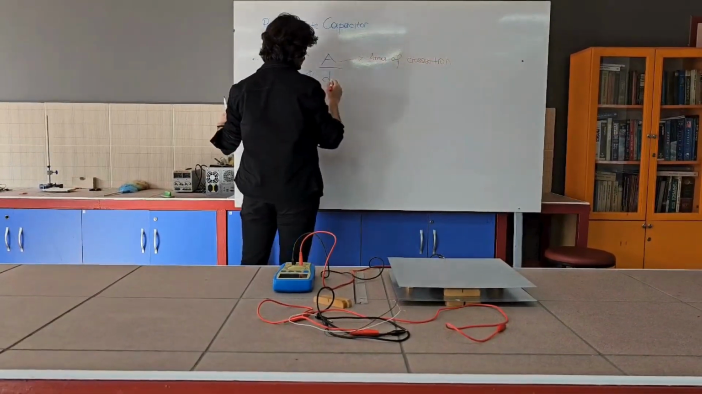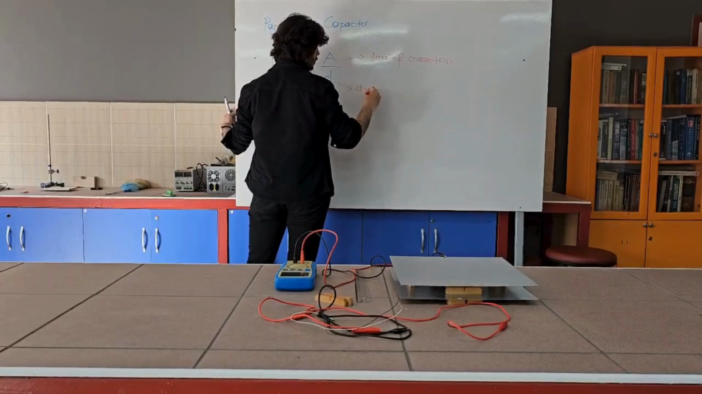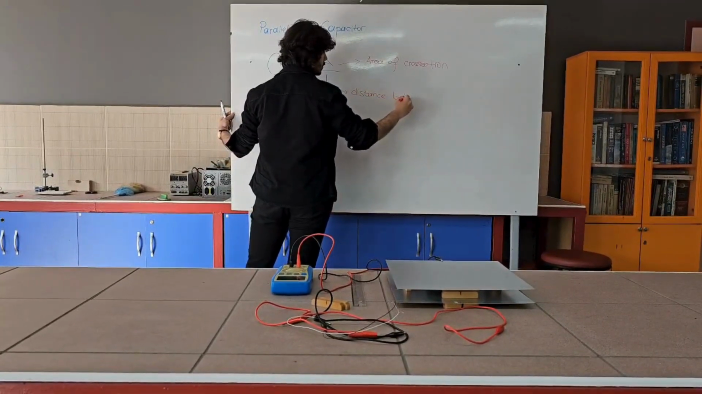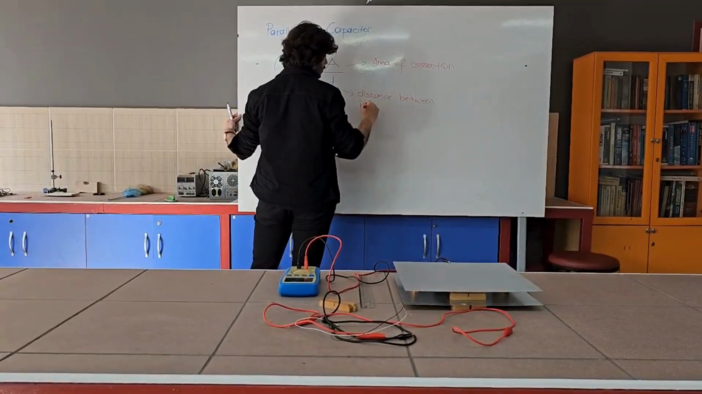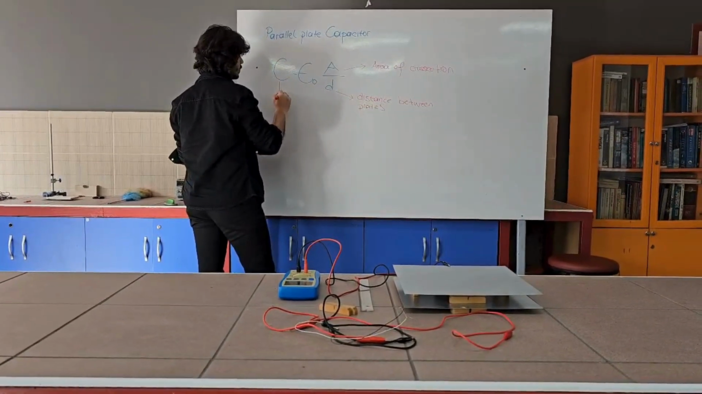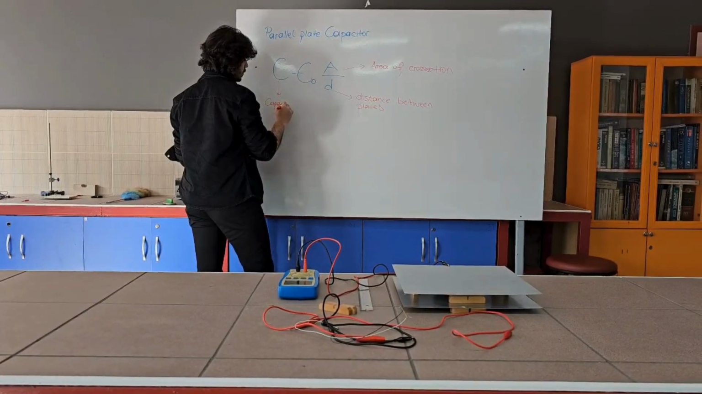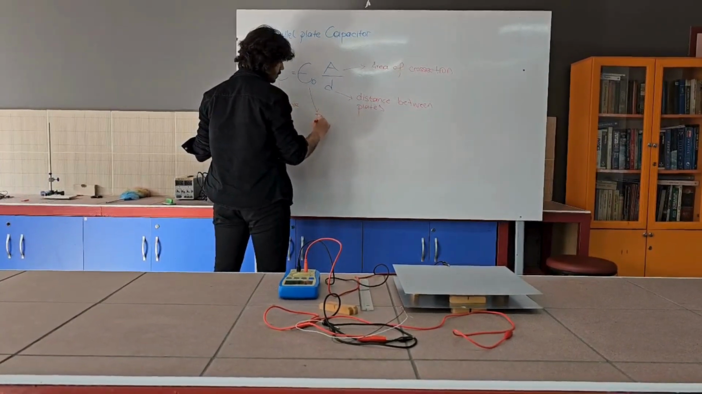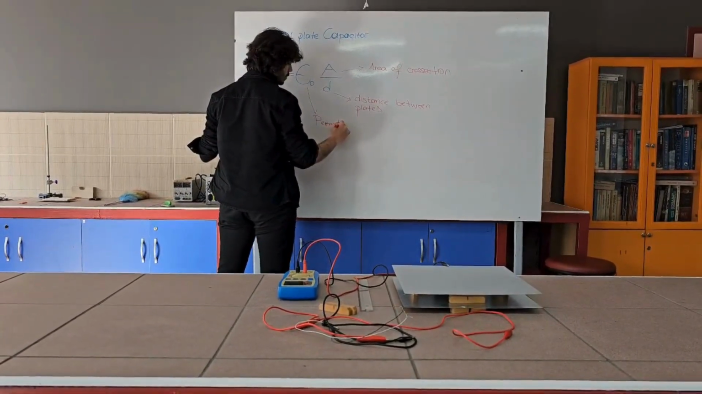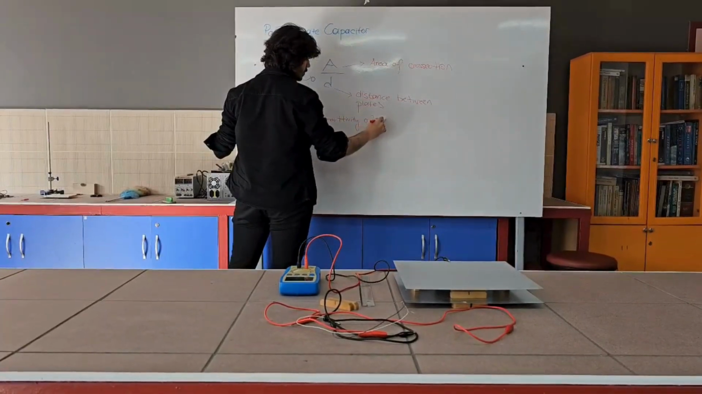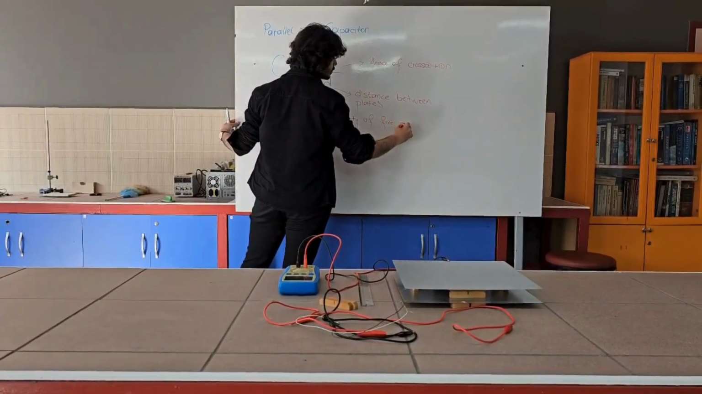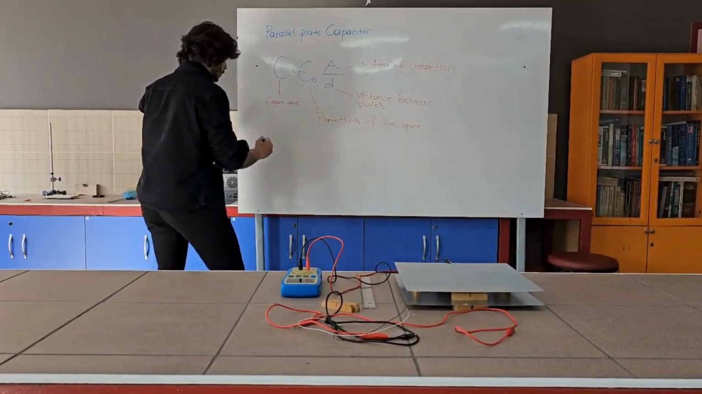To determine epsilon naught, I measured the capacitance for varying plate separations and plotted the capacitance values against 1 over D. According to the theoretical relationship, the resulting graph should be linear with a slope equal to epsilon naught times A. Since the plate area A is known, I was able to isolate and calculate epsilon naught from the slope.